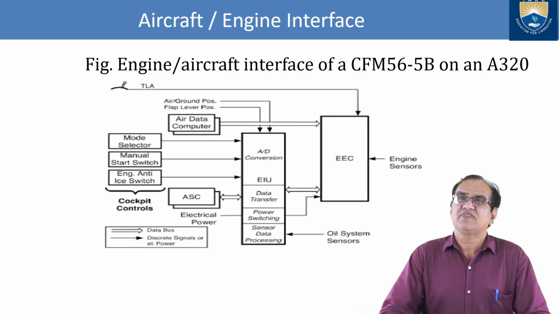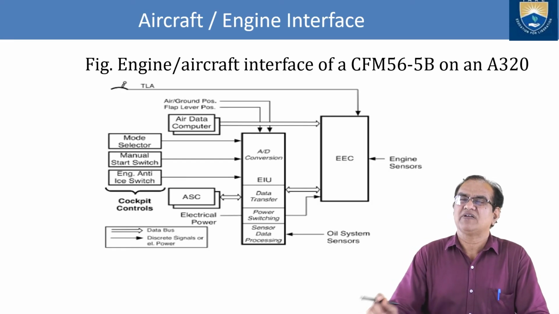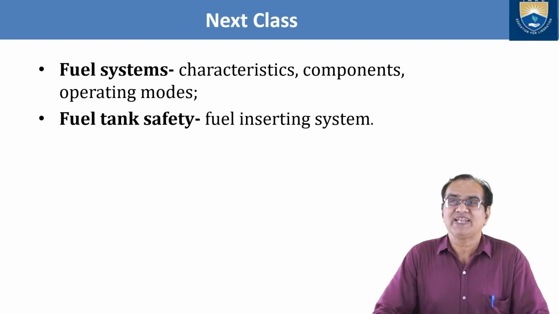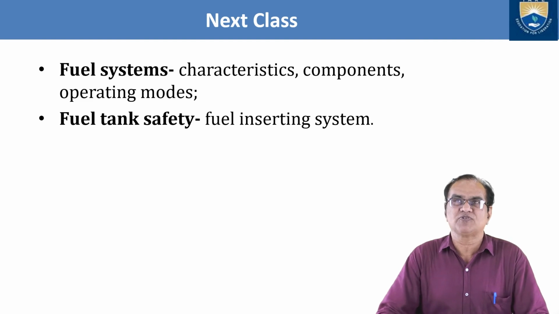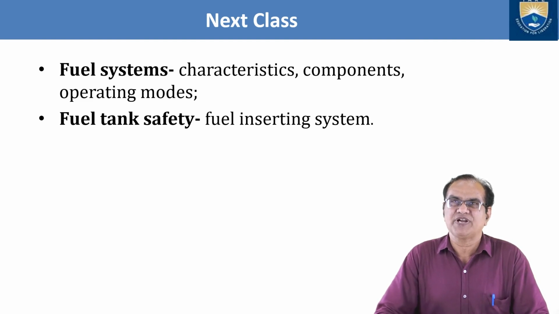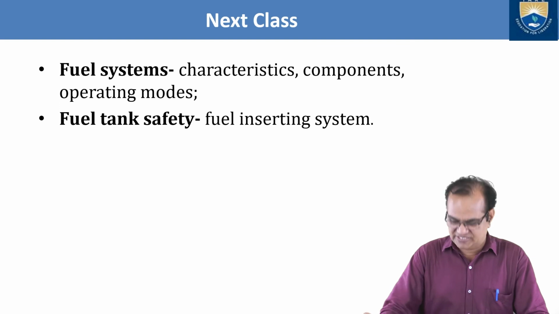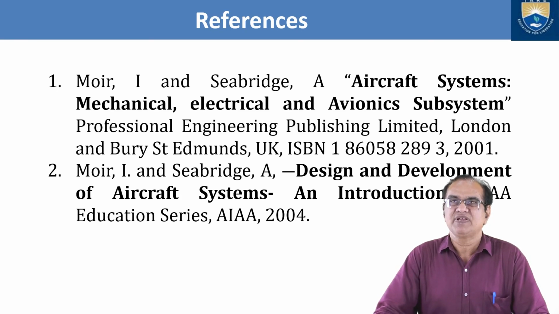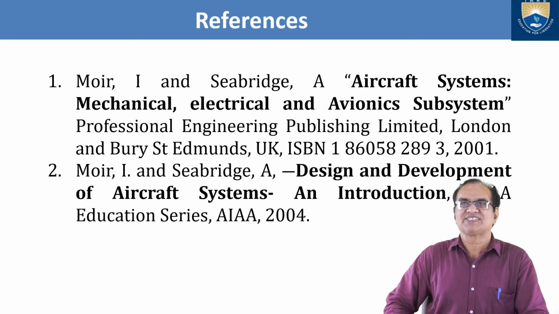Aircraft engine interface. This figure shows how the aircraft and engines are interfaced. So in my next class, I am going to discuss the fuel system, characteristics, components and operating modes, fuel tank, safety. These are my references: Moir and Seabridge, Aircraft Systems: Mechanical, Electrical and Avionics Subsystems Integration. The second book is Design and Development of Aircraft Systems: An Introduction, AIAA Education Series. This is also from Moir and Seabridge.